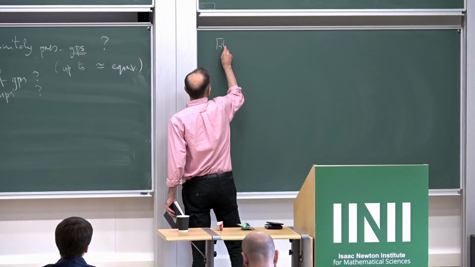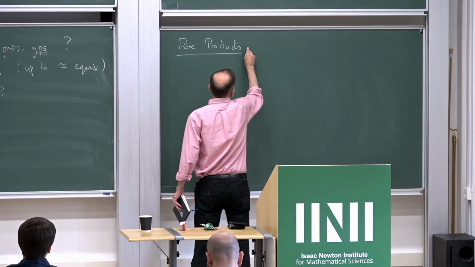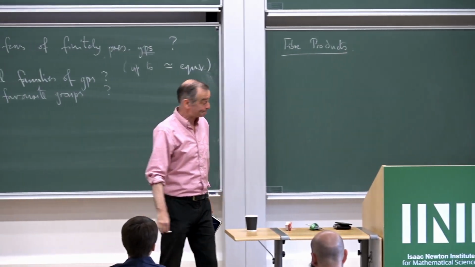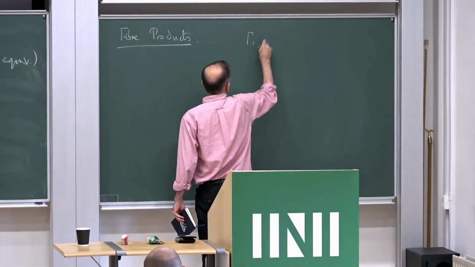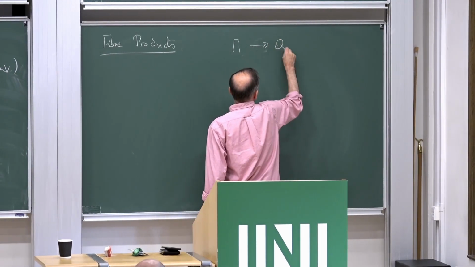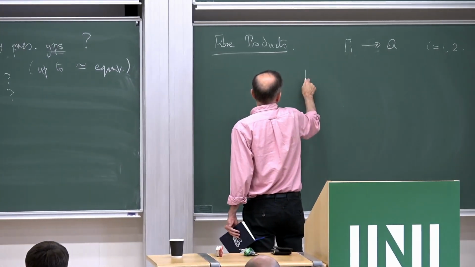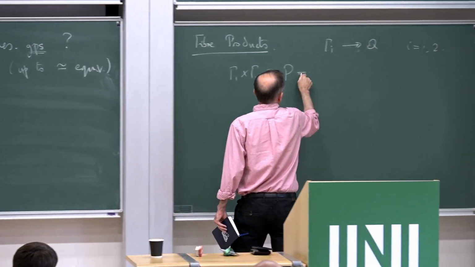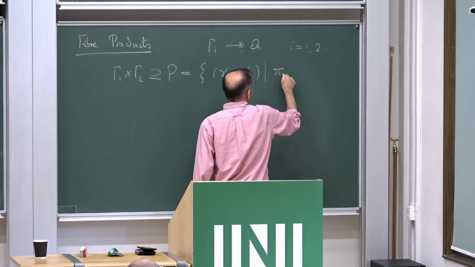And this is to do with fiber products. It's well known, since the 70s, that fiber products turn word problems into conjugacy problems. What do I mean by that? Remember, if I've got two groups, Gamma_1 and Gamma_2, mapping onto some group Q, then the fiber product is the subgroup of Gamma_1 times Gamma_2 consisting of pairs that have the same image in Q.